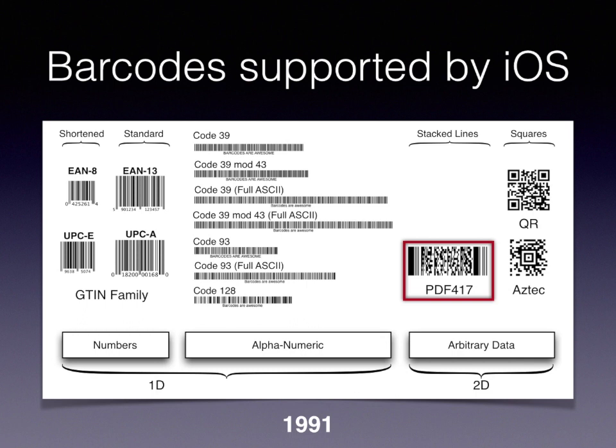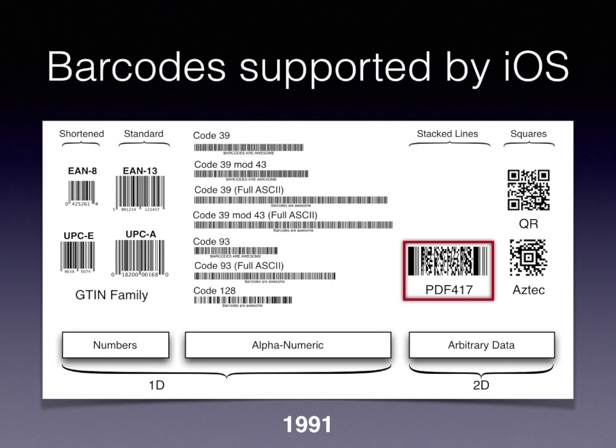A couple of years after that, the first 2D barcode was introduced. You remember from the previous slide, I told you 2D barcodes are made up of modules. Well, this is an exception. PDF417, the PDF doesn't have anything to do with Adobe's Portable Document Format. In this case, it's called Portable Data File. Nothing to do with Adobe.